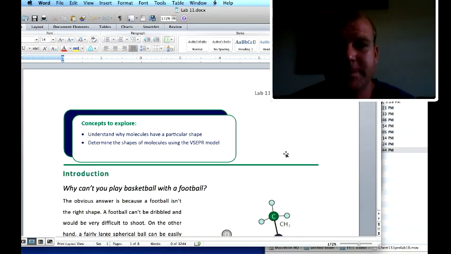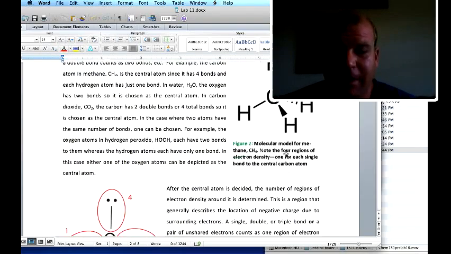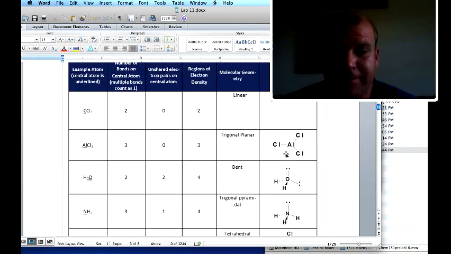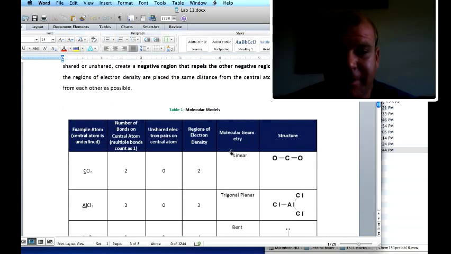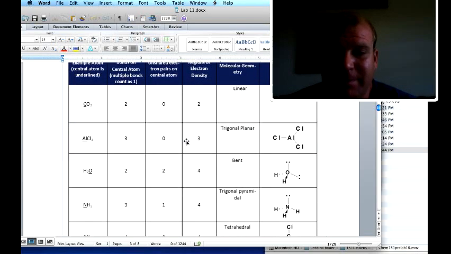So getting to the home stretch here, we're at lab 11. Let's take a look at this. Yeah, shape's important. Of course, again, a lot of this is in the lecture class. This is a theory called valence shell electron pair repulsion, or VSEPR, sometimes called VESPR. So this is pretty much common sense.